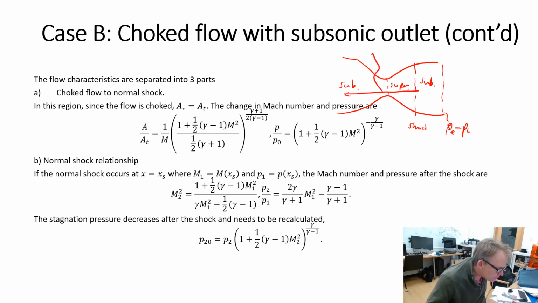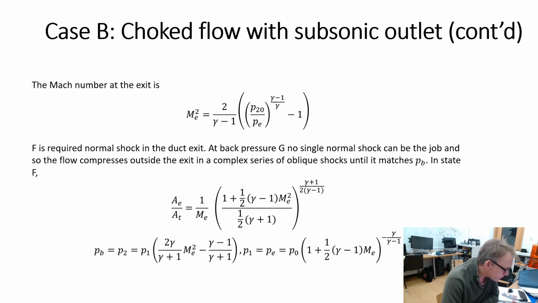And so in this region up to here, what helps you out is that the critical area is actually the throat area, because in this case there is a point at which the Mach number becomes unity. That's not the case with subsonic flow everywhere. The other point to note is that the stagnation pressure decreases after the shock, and the constant is different in those two regions.